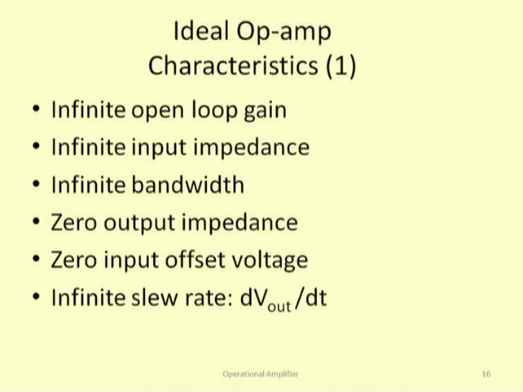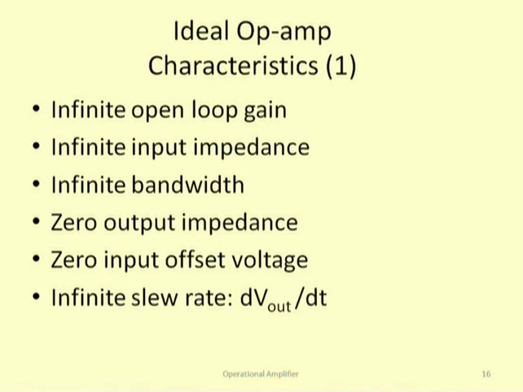The third parameter we expect from an operational amplifier is the bandwidth. We expect that the op-amp should provide infinite bandwidth, so that it could be used for amplifying signals of any frequency. We have seen frequency response where the bandwidth was FL to FH. In the case of the operational amplifier, we want FL to be close to 0 and FH to be close to infinity. Then its bandwidth will be infinite.